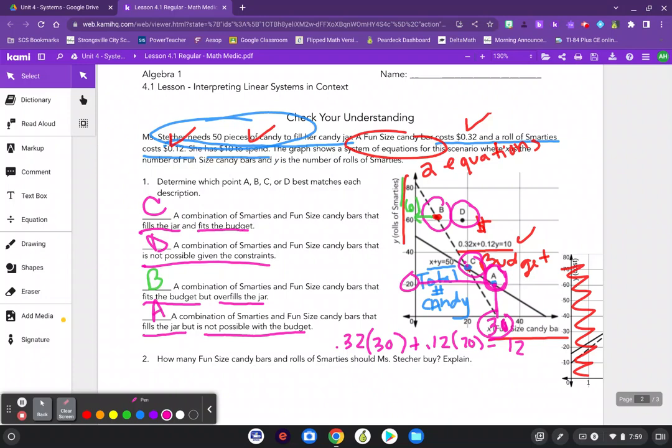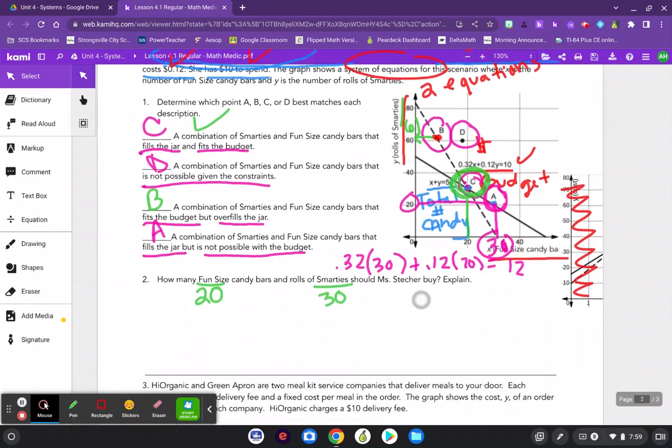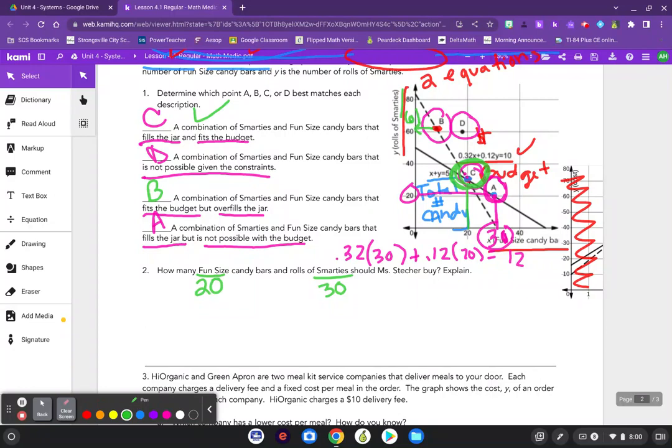So it says, how many fun-sized candy bars and rolls of Smarties should Miss Setcher buy? And so that is going to be this intersection point. We said C is the one that works. And so let's see, I have 20 fun-sized candy bars, and I have 30 Smarties based on my graph. But it says to explain, and so I want to show you that if I put this into my x plus y equals 50 equation, I've got 20 plus 30 equals 50. So it makes that equation work.